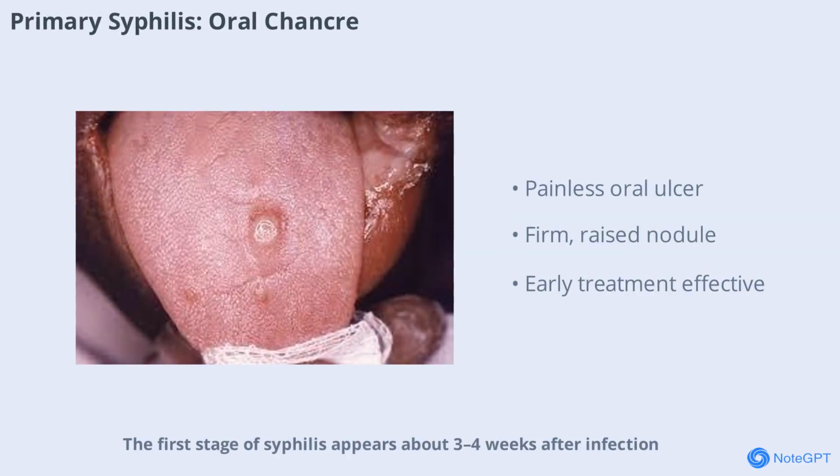The first stage of syphilis appears about 3–4 weeks after infection, often as a firm, painless ulcer known as a chancre. In the mouth, chancres typically develop on the lips or tip of the tongue.